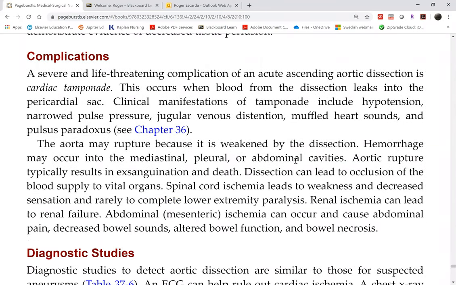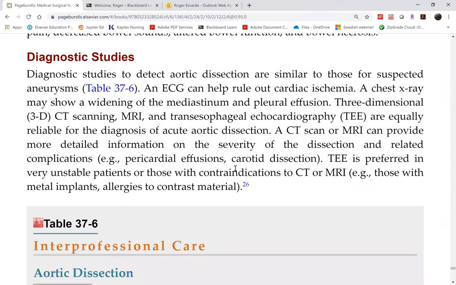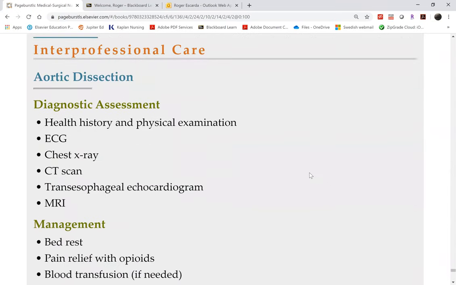Complications, of course, I'll discuss cardiac tamponade. I did it in pericarditis, so just listen to that lecture there. I won't discuss it again. Diagnostic studies, the same as an aneurysm. You need a CAT scan to see it.